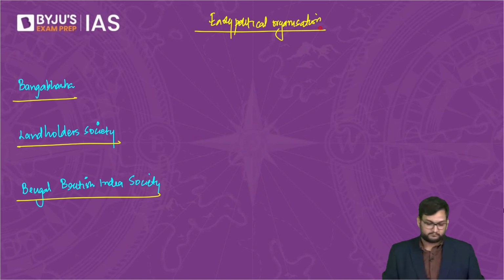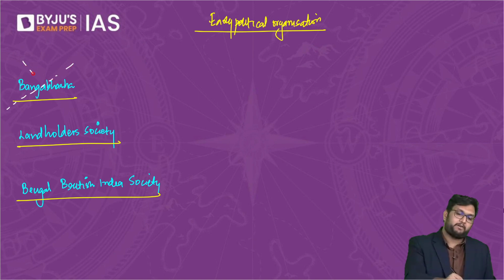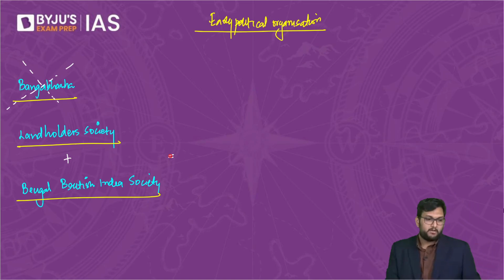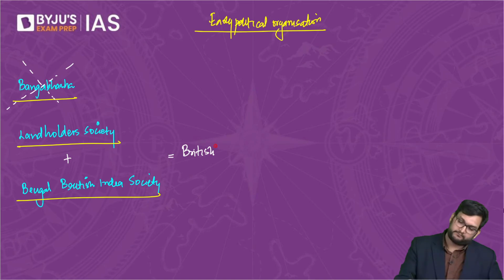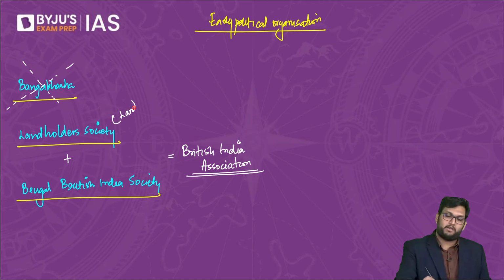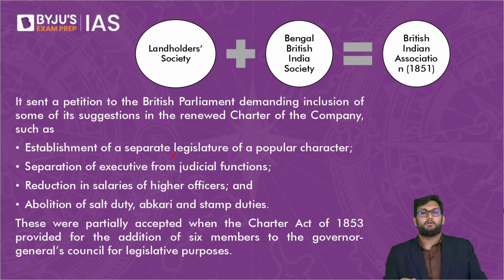Now, what happens is that Banga Bhasha over a period of time becomes redundant. However, they both will meet together to produce what is called the British India Association. And this is two conservative interests, the landlords' interests and concessions from the British, now getting culminated into one process.